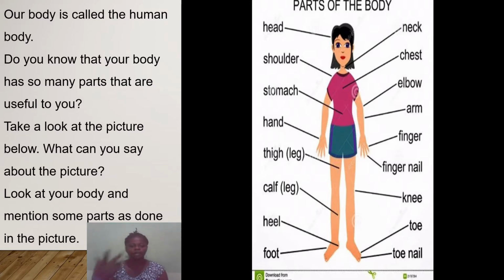Now, when you take a look at the picture, like I said, what can you say about the picture? I want you to also look at your body and mention the parts of your body like those in the picture, like how it is done in the picture. Take a look at your body, then you mention where your knee is, where your finger is, where your toes are. Okay, do that.